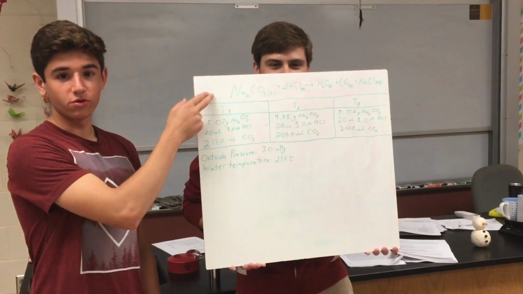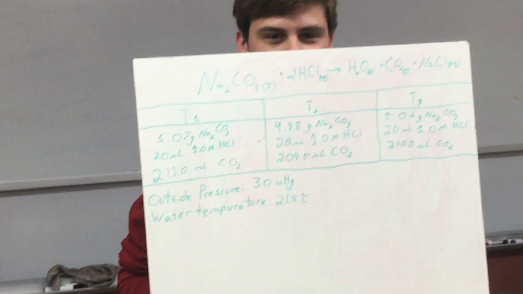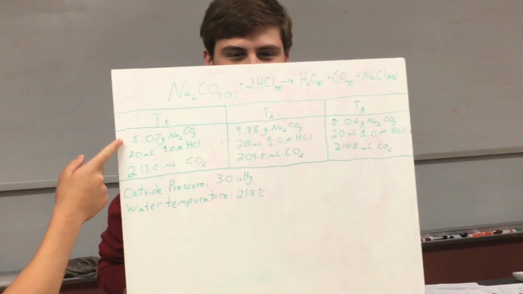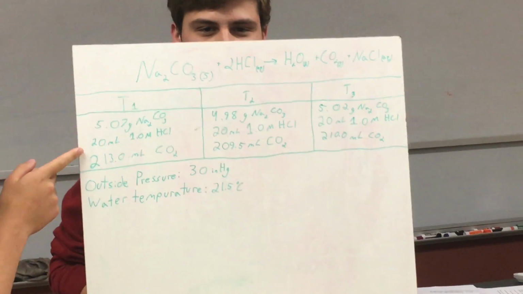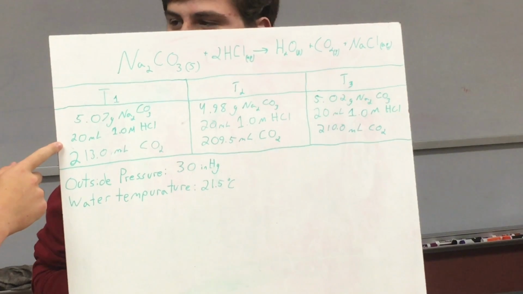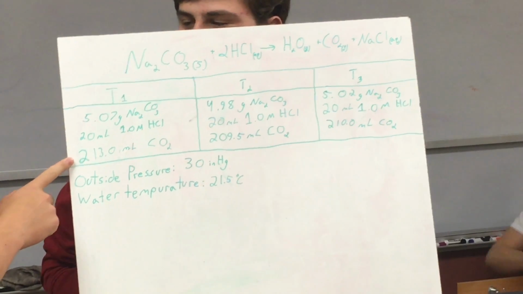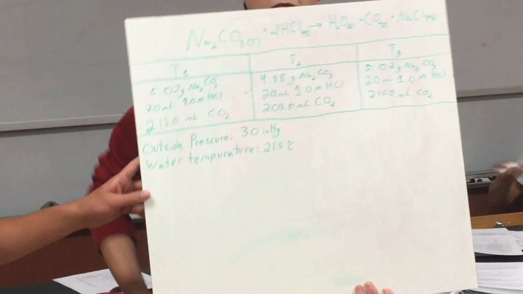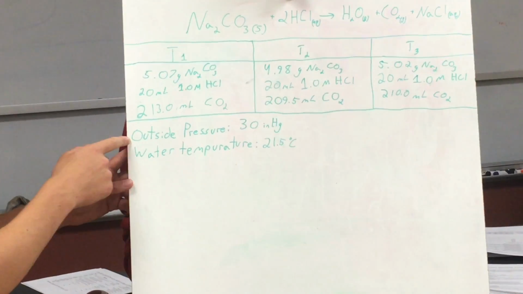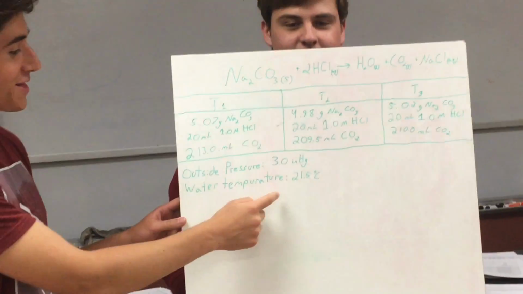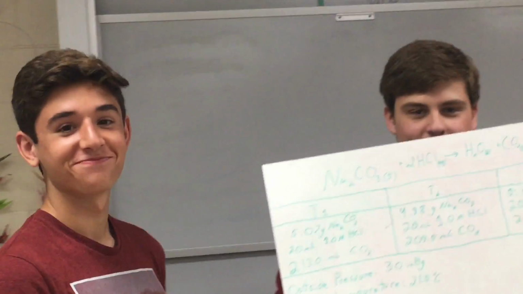Here's the equation you'll use for these experiments. And here's also the data table that we set up that has the grams of Na2CO3, the milliliters of 1.0 molar HCl, and the amount in milliliters of CO2 that we produce. We also measure the outside pressure and the water temperature. We just look this up on the phone, and then we use a thermometer to calculate this.